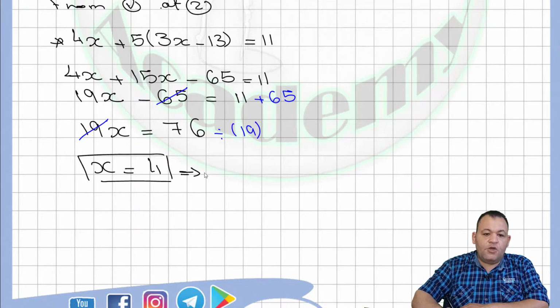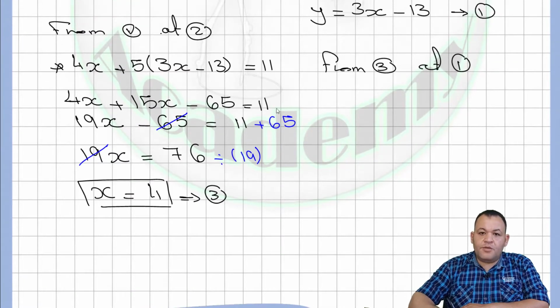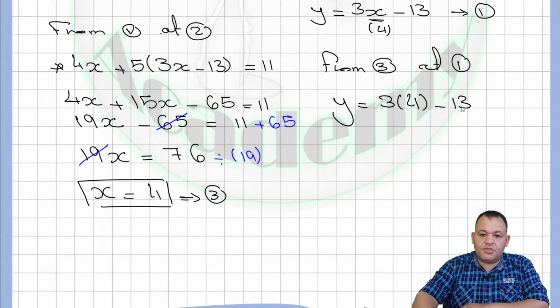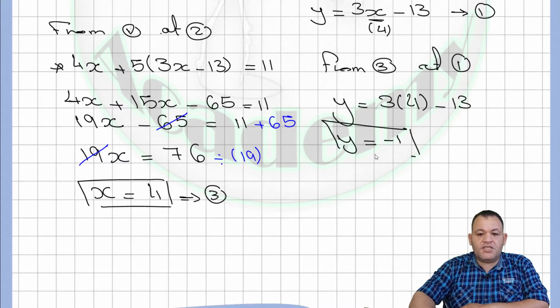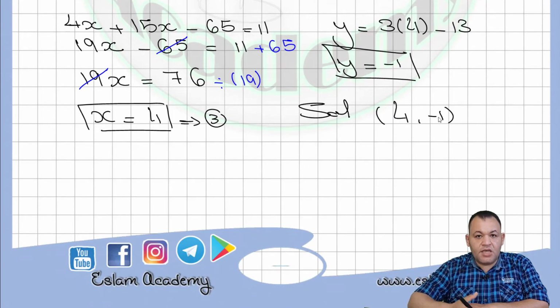After finding the value of x, that will be equation number 4. From equation number 4 to equation number 3, it means replace x with 4. So now rewrite the equation: y equals 3 multiplied by 4 minus 13. It means y equals 3 times 4 equals 12, minus 13 equals negative 1. And that is the value of y. So we can say that the solution will be 4 and negative 1. You have to start with x, then end with y.